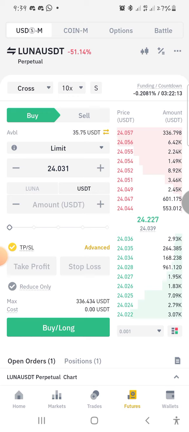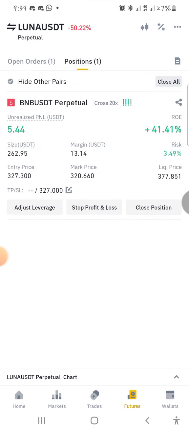But look at this one now. It's still on 41 percent, but I believe it's going to drop massively, because BNB is fond of that. Whenever I send a signal, it's always going to be slow. Then all of a sudden it's going to drop.